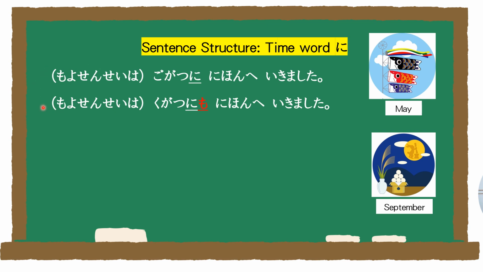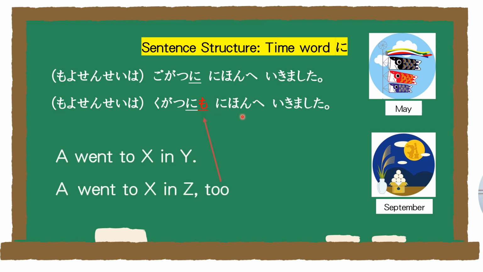Let's look at these two sentences. もよ先生は5月に日本へ行きました。もよ先生 went to Japan in May. You mark the word May with the time reference particle に. Now let's say もよ先生 also went to Japan in September. You place も with the time reference particle に and say もよ先生は9月にも日本へ行きました。So here comes にも again.